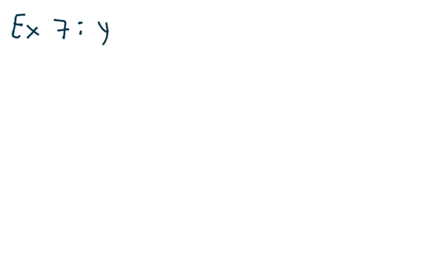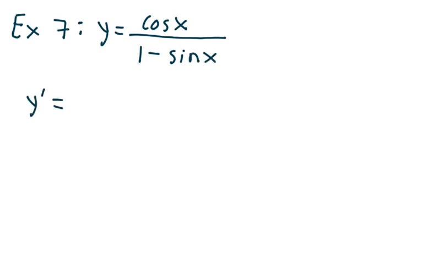Suppose I had y equals cosine x divided by 1 minus sine x, and I want the derivative. So I'm going to take the bottom, which is 1 minus sine x, and multiply by the derivative of the top. The derivative of cosine x is negative sine x. So we take the bottom times the derivative of the top.